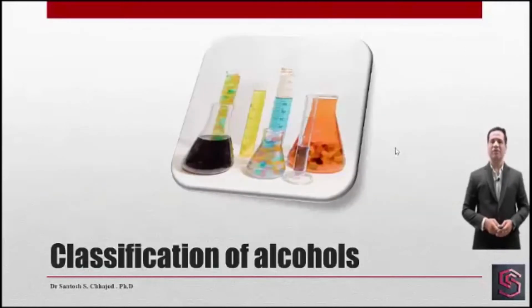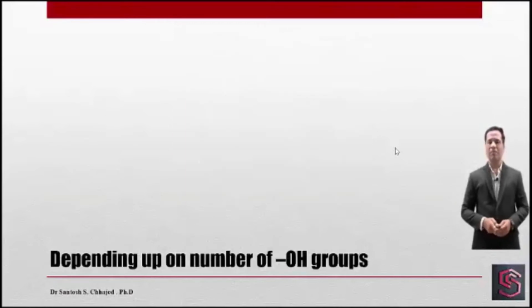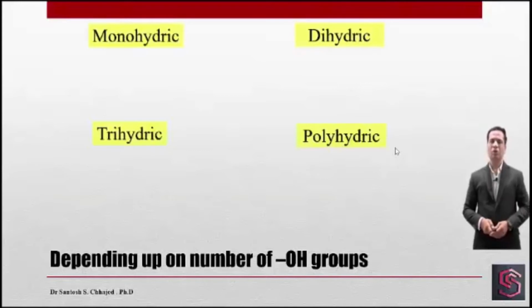Going forward, there are different ways by which you can classify alcohols: depending upon how many hydroxyl groups are there, and second, depending upon which type of carbon it has become linked to, whether primary carbon, secondary carbon or tertiary carbon. We will see that depending upon how many OH groups are present, alcohol could be classified as monohydric, dihydric, trihydric and lastly polyhydric. The name itself is explanatory. Mono means 1, di means 2, tri means 3.